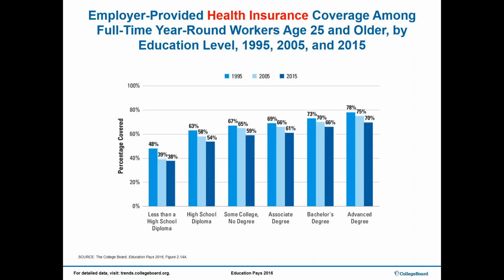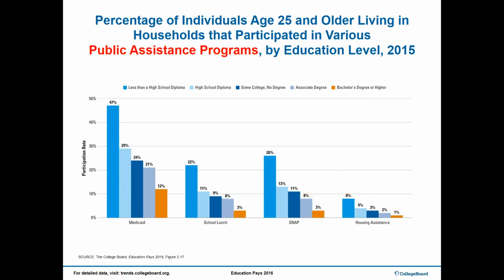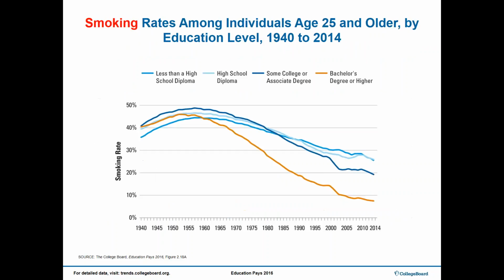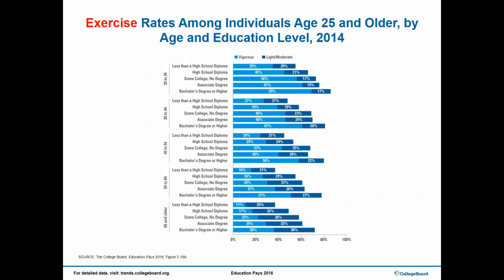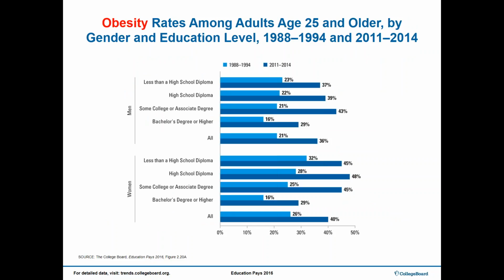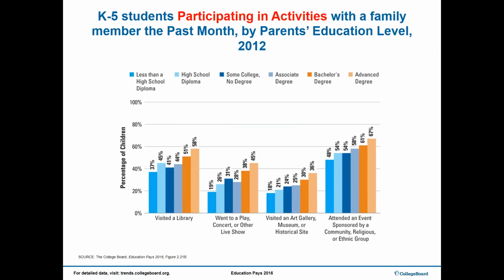We also know that they're more likely to have employer-provided health insurance if they have more education. So again, that's just more rationale for doing what we have to do in first grade and in seventh grade, to make sure that the kids are on this pathway to continue their education after high school. We know that kids with more education are less likely to be involved in public assistance programs. We know that they're less likely to smoke if they have more education. They're more likely to exercise with more education. They're less likely to be obese with more education. And as parents, those kids will be more likely to participate in activities with their family, with their children.